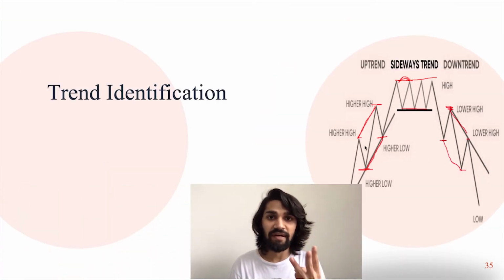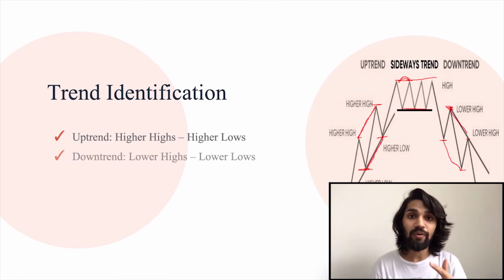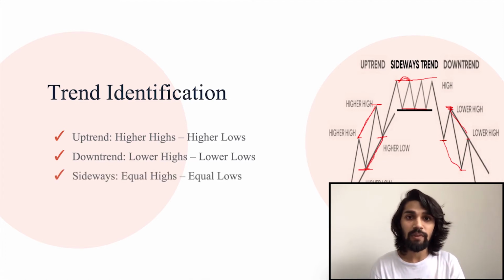So trends can be of three types: uptrend, which will make higher highs and higher lows; downtrend, which would make lower highs and lower lows; and sideways, which would make equal highs and equal lows.